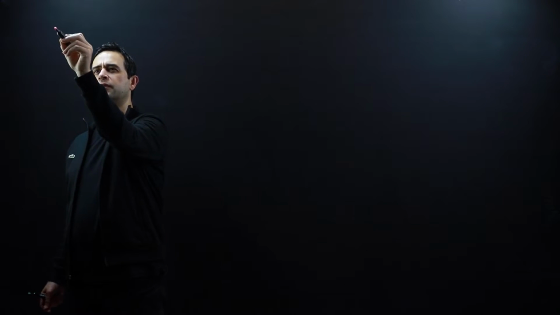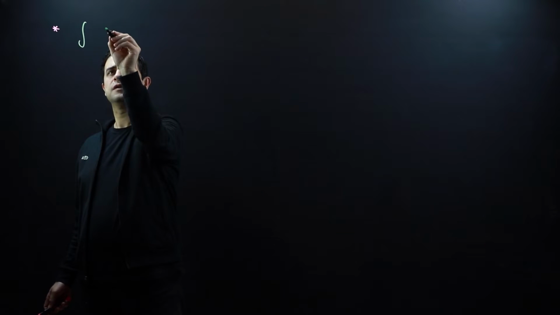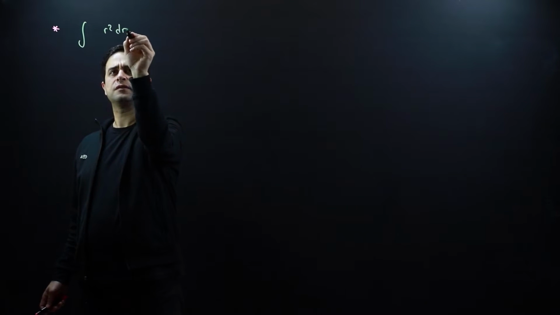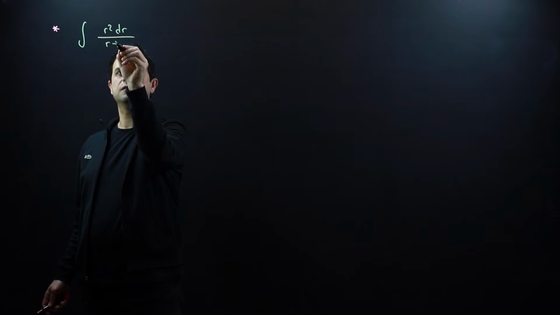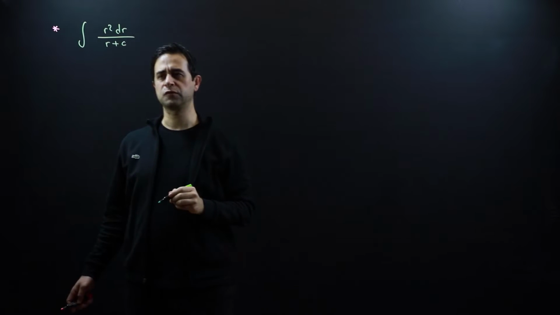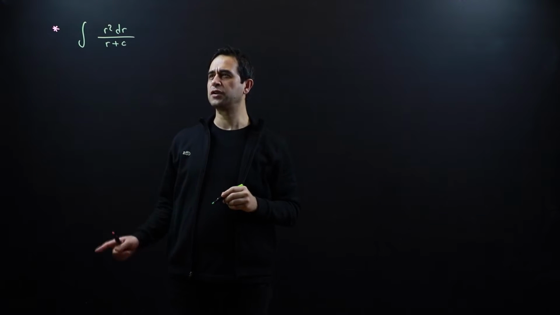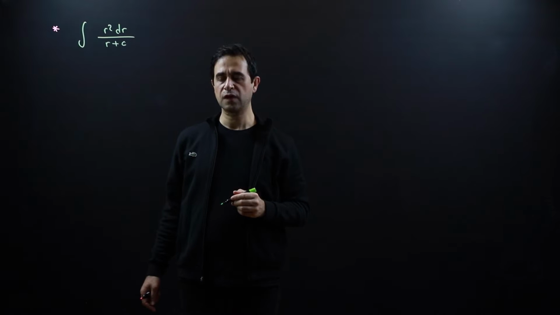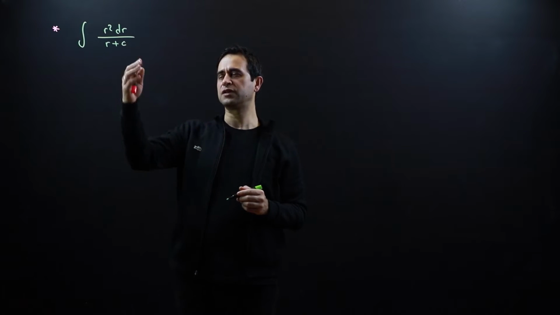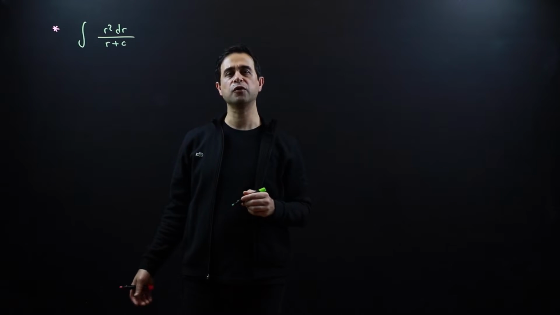Today I'm going to show how to integrate one of the things that appeared in the Gauss's law chapter. So let me write down the integral. The integral was the following: r squared dr divided by r plus c. And you can check out the video that I had here. In that video, I just showed you what this integral was equal to. Here, I'm going to derive it.